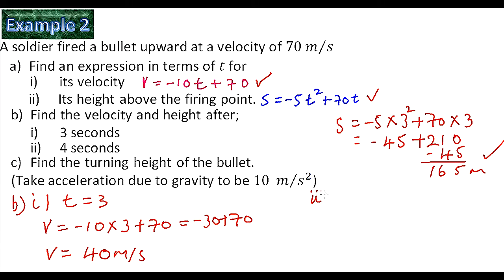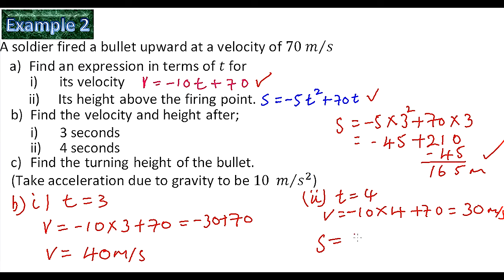Roman number 2, t is equals to 4. Then you say velocity is equals to, now we substitute in our expression for velocity, minus 10 multiplied by 4 plus 70. So this is equals to minus 10 times 4 is minus 40, so this will be 30 meters per second.